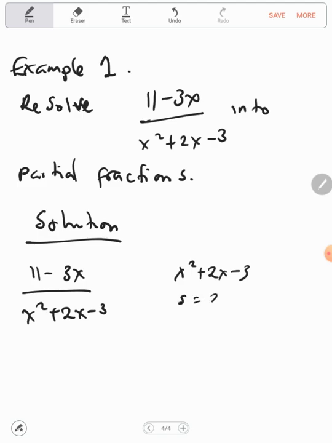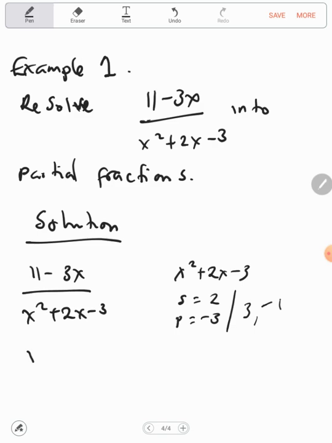The sum here is 2 and the product is minus 3. So this should be a 3 and a 1, but we put the minus on the 1, so that 3 plus 1 gives us a 2, and 3 multiplied by minus 1 gives us minus 3.